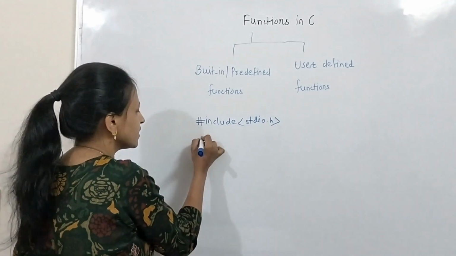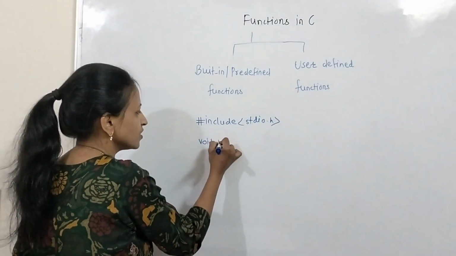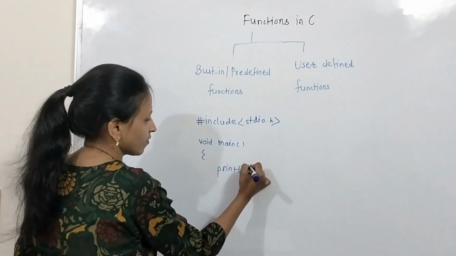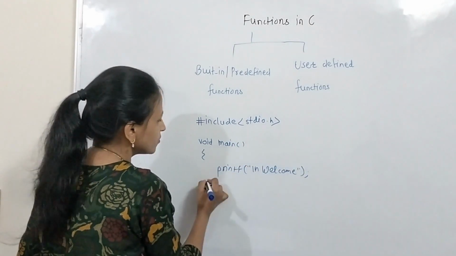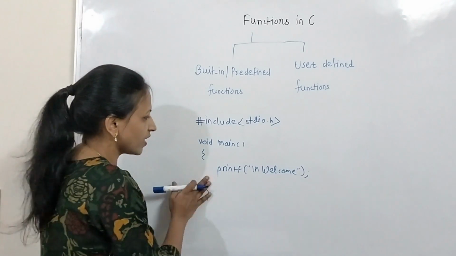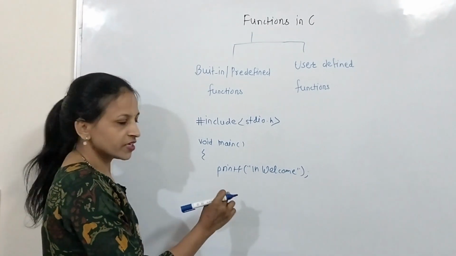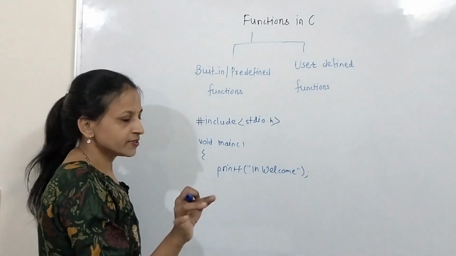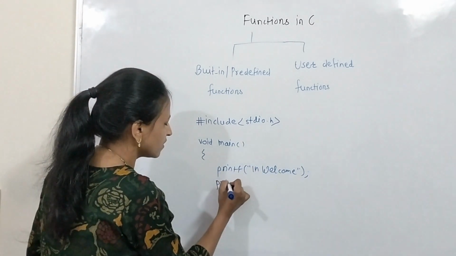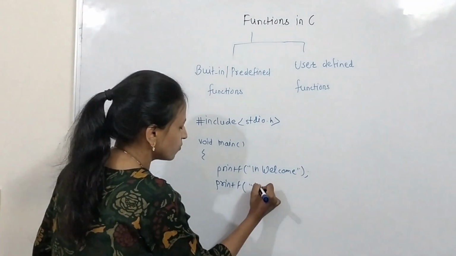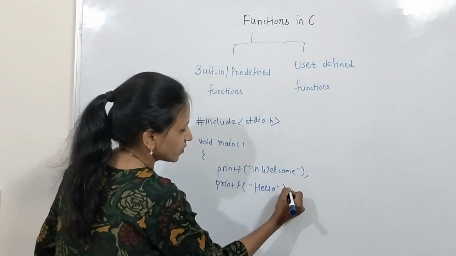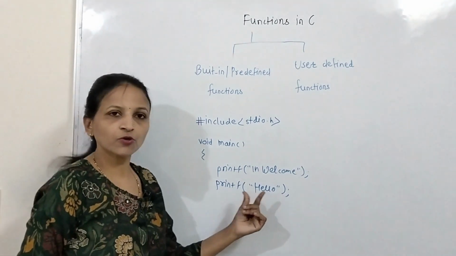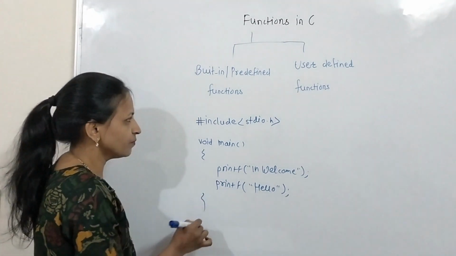and then we have seen that we can use the printf function to display something onto the output screen in this way. Suppose we want to display welcome, then we write printf, then in round brackets in double quotes, welcome. Second, suppose I want to display something like hello, then we will again write printf in double quotes hello. Now what is this exactly?